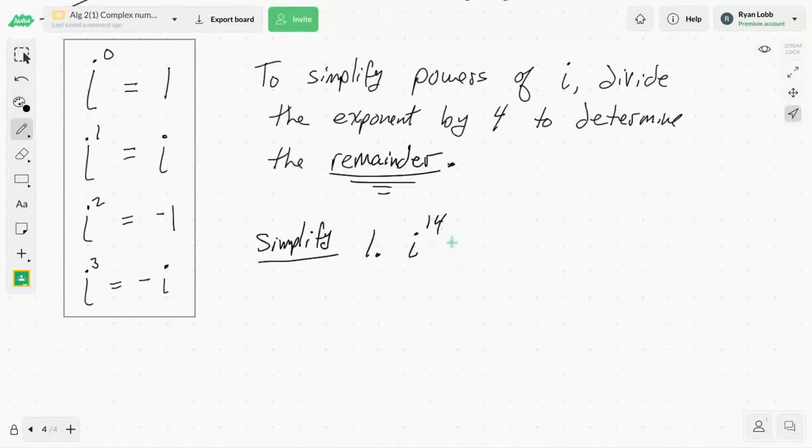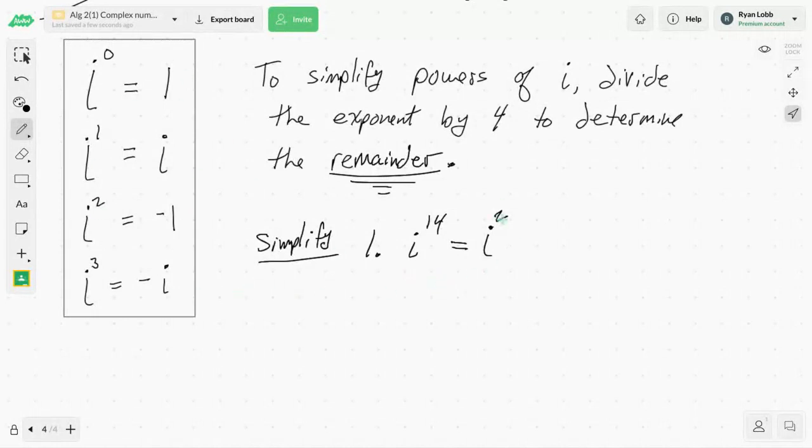Okay, so here's how it works. i to the 14th is going to be equivalent to, ready? We're going to divide 14 by 4, divide the exponent by 4. What's 14 divided by 4? 4 goes into 14 3 times with a remainder of 2. So i to the 14th is equal to i squared. All right, simplify powers of i. Divide the exponent by 4, determine the remainder.